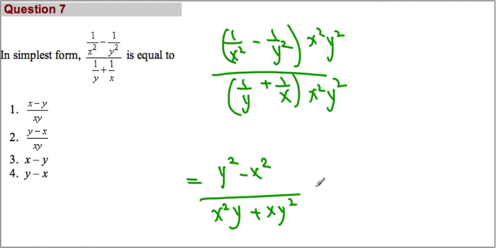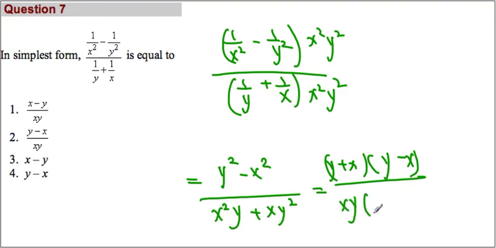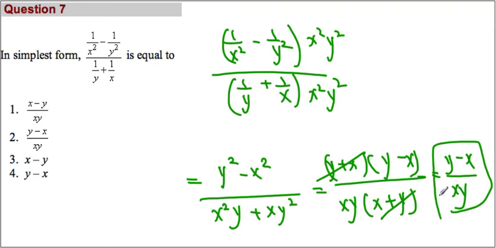And right after that, we end up realizing that this becomes y plus x and y minus x. And here we have xy is common, and we have x plus y is left. Hence, all these two things can cancel out. Then our final answer is y minus x over x times y. That becomes our answer, which is choice 2.